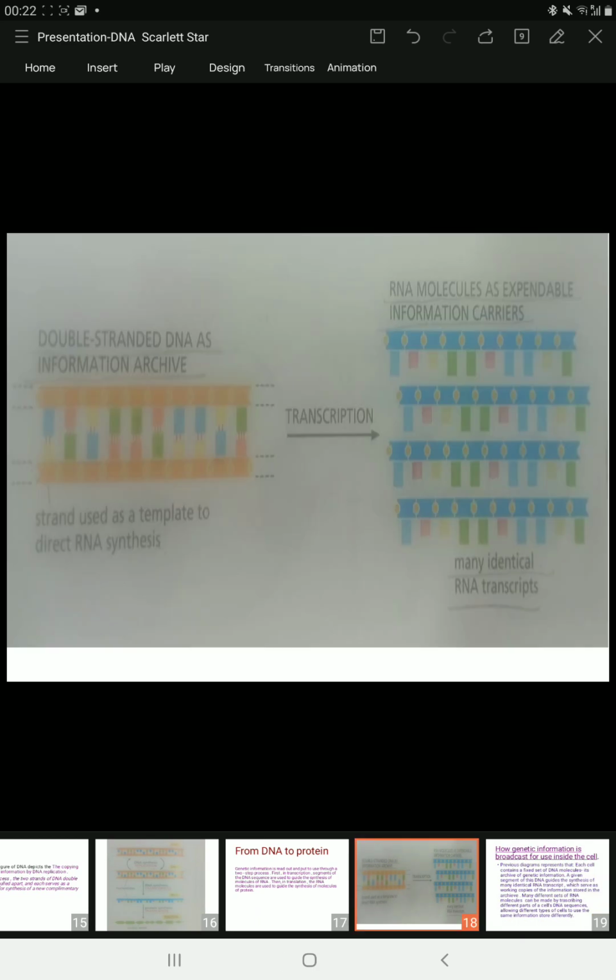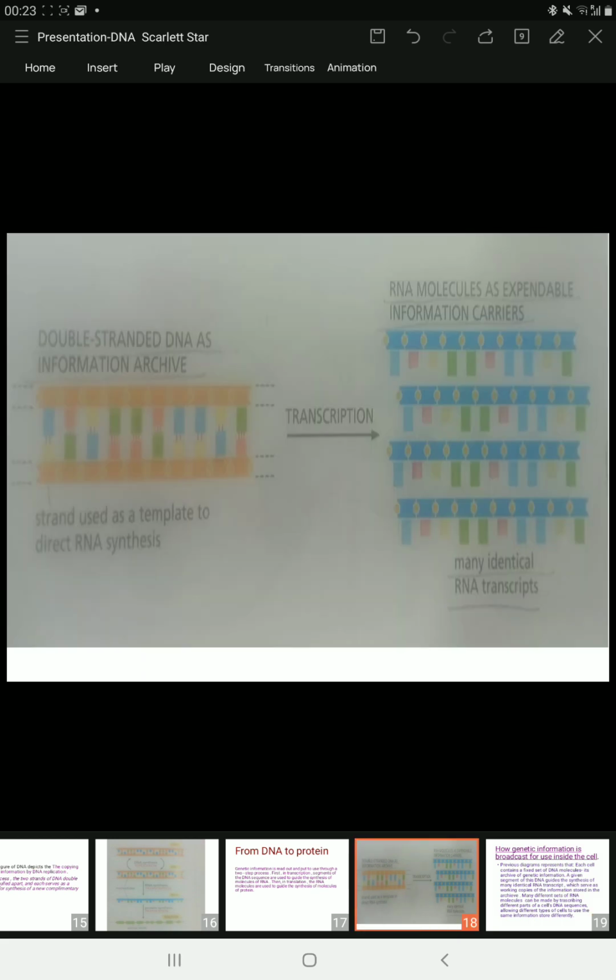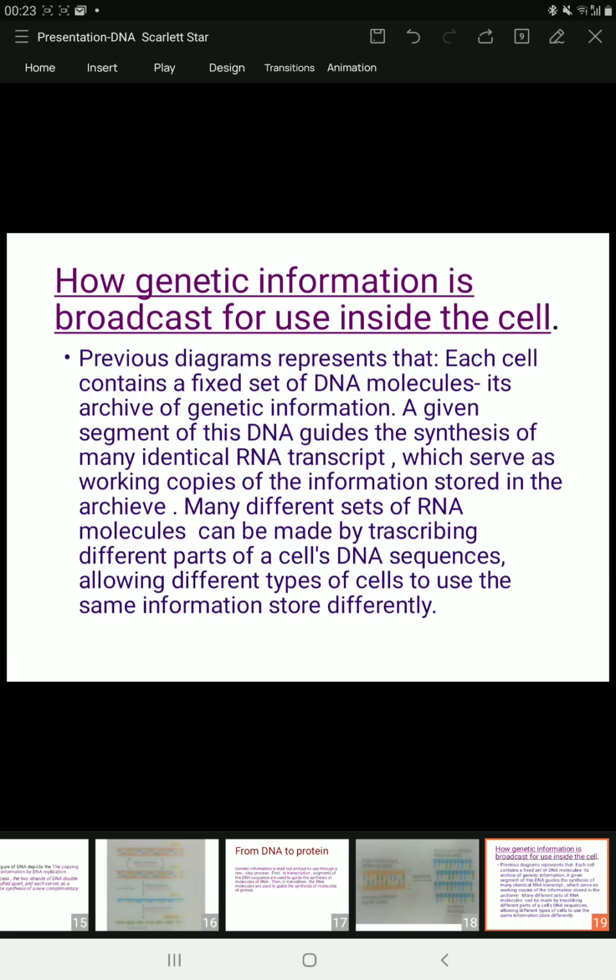How genetic information is broadcast for use inside the cell. Previous diagrams represent that each cell contains a fixed set of DNA molecules, its archive of genetic information. A given segment of this DNA guides the synthesis of many identical RNA transcripts. Means most of the identical transcripts can be made by this process. These are identical transcripts which serve as working copies of information stored in the archive.